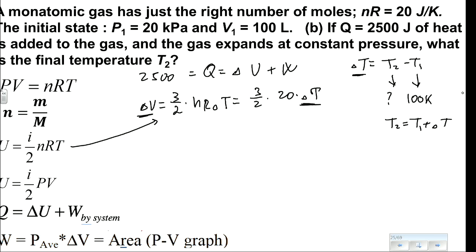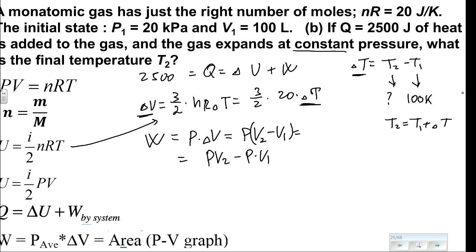Well, we have one more variable, W. W is equal to, and now it's important what kind of a process is happening. For the process at constant pressure, work equals P times delta V, which is equal to P times V2 minus V1, which is equal to P times V2 minus P times V1. Which P? Is it 1? Is it 2? Who cares? It's the same.